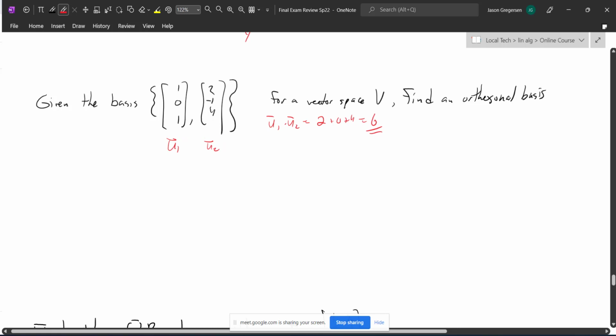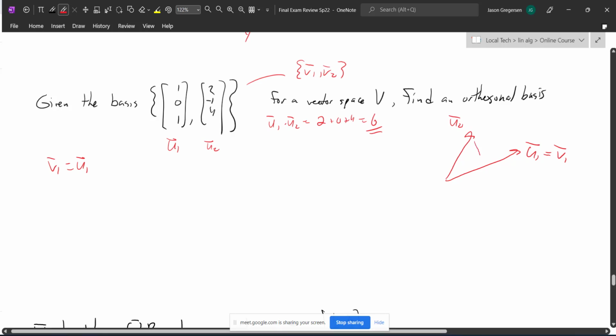Now to do this, I basically got my picture. I got my U1 and my U2. And I'm just going to start with one basis vector. I'm going to make U1 my starting point. My goal will be to calculate an orthogonal basis, V1 and V2. I'm going to let V1 just equal U1. It's my starting point. Now I need a vector that's perpendicular to V1.